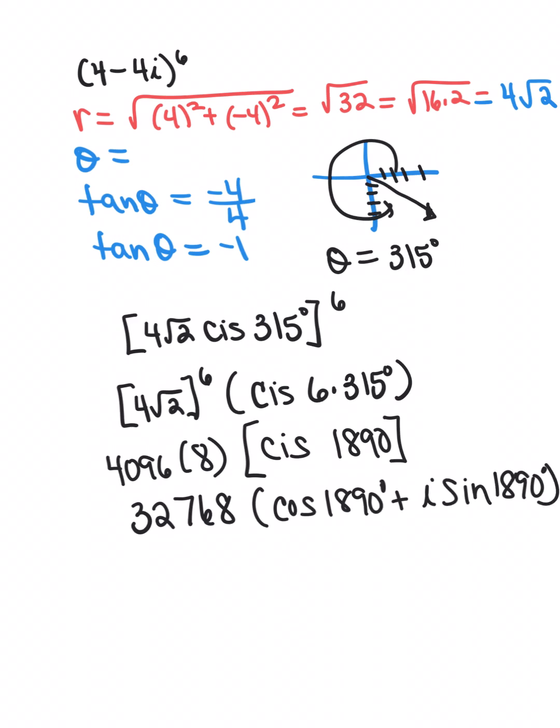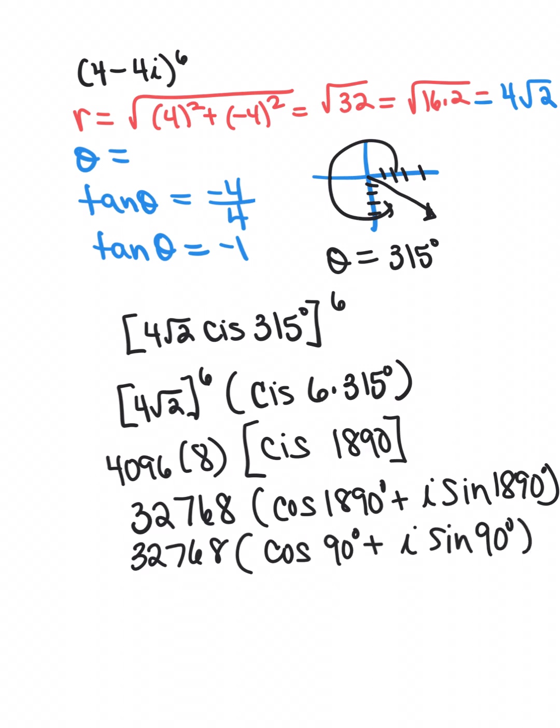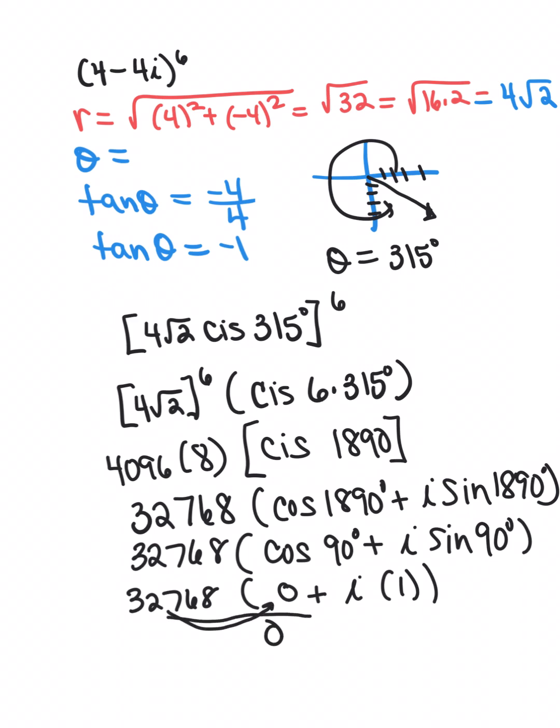You could keep subtracting 360 from 1890, so you get 32,768, and this ends up being cosine of 90 degrees. That is the coterminal angle, and we have 32,768. Cosine of 90 is 0, plus i sine of 90 is 1. 32,768 times 0 is 0. 32,768 times i is 32,768 i, and that just gives me 32,768 i.